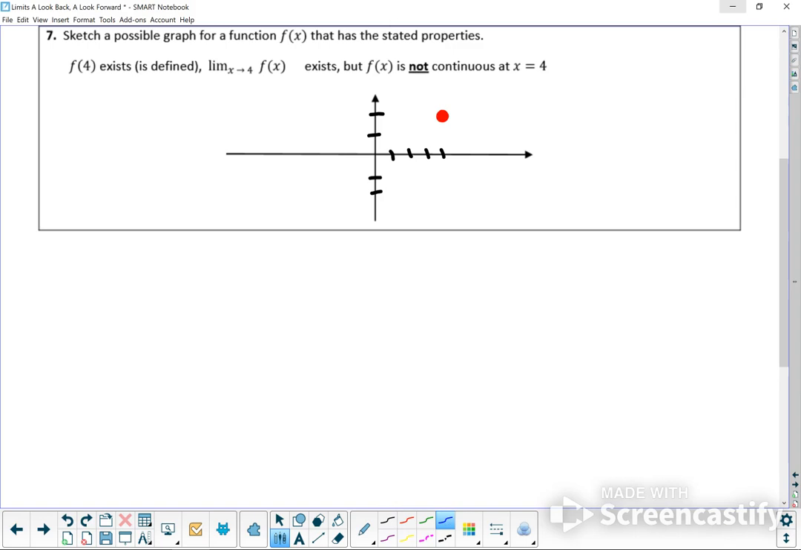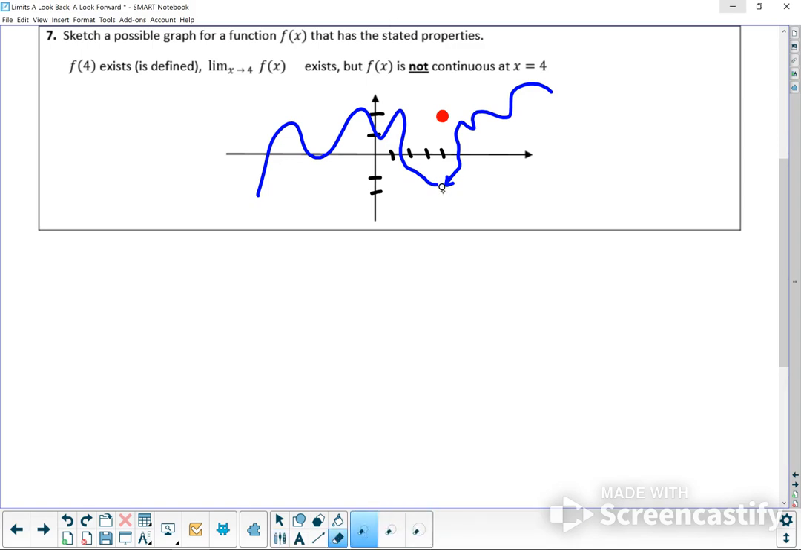Okay, so meaning that whatever happens as I get towards 4, it's going to go to a number. From the left hand side, it's going to go to a number. From the right hand side, it's going to go to a number, and it's going to be the same number. Okay, but it's not going to be continuous. So because it's not continuous, I cannot have it be a solid dot. So I'm going to have an open dot right here. From the left, it's going to be -2. From the right, the limit's going to be -2, but the answer itself at 4 is at +2.